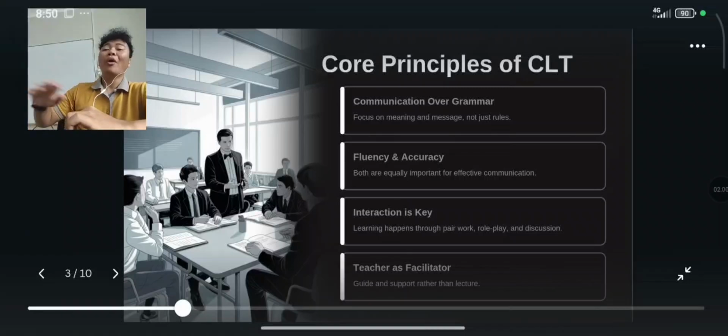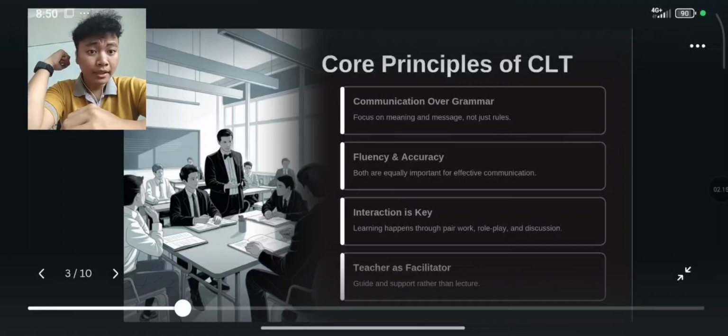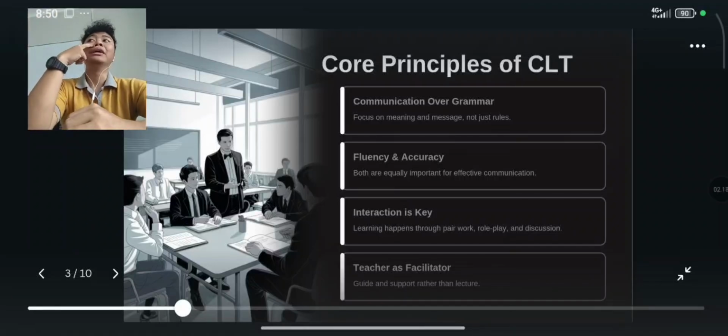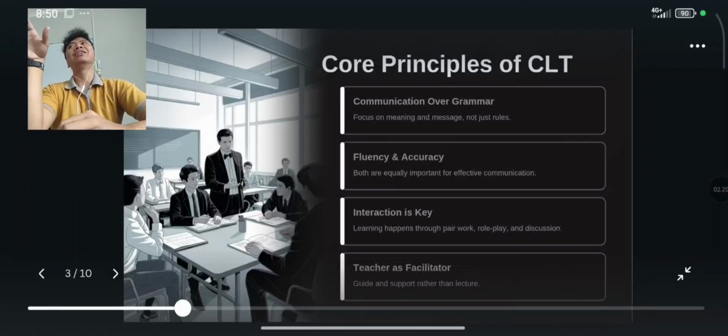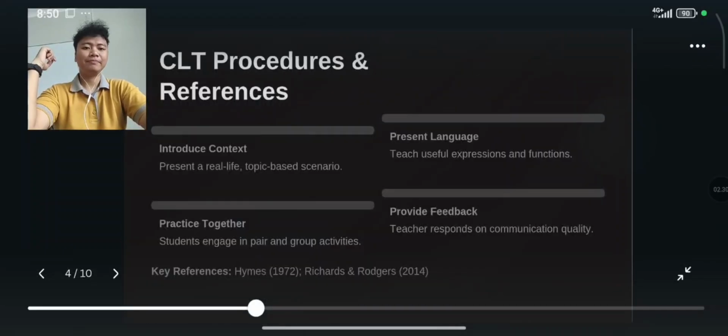Yes, when we talk about CLT, we cannot just work individually, but we have to use pair work or role play or discussion in the classroom. And then, teacher as facilitator. Right here, you cannot be the teacher who always provides for your student, but you have to stimulate the students to be more communicative among each other.